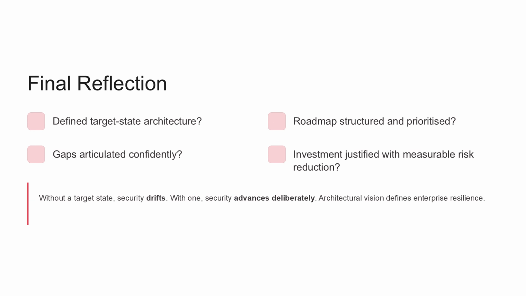Ask yourself, do you have a clearly defined target state architecture? Is your roadmap structured and prioritized? Can you articulate current gaps confidently? Can you present security transformation in executive language? Can you justify investment with measurable risk reduction? Without a target state, security drifts. With a target state, security advances deliberately. Architectural vision defines enterprise resilience.